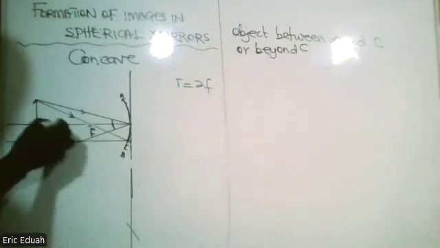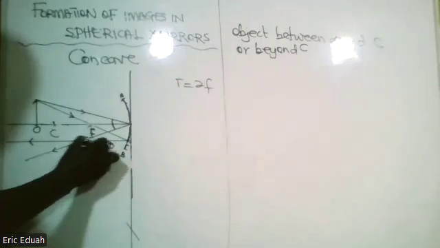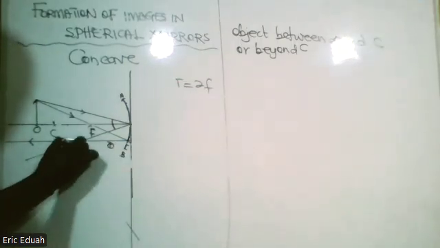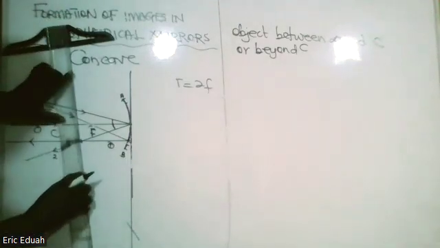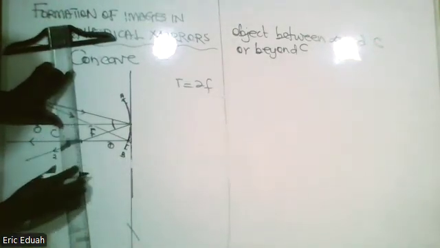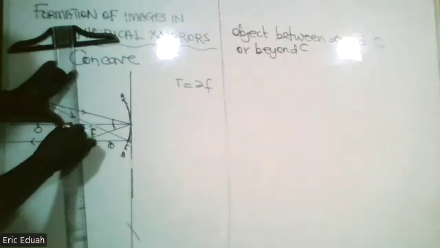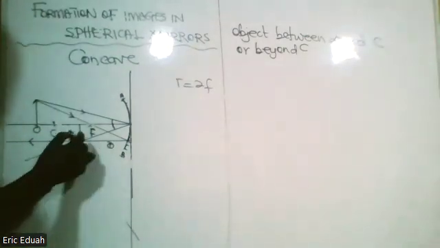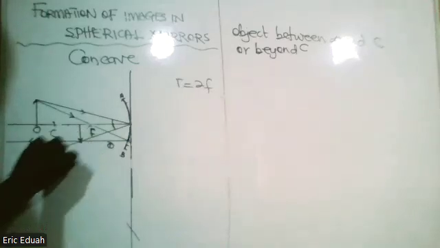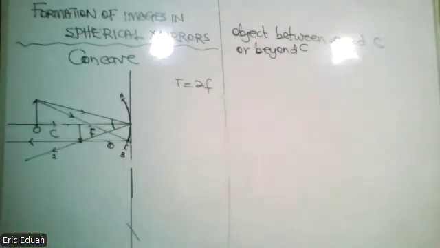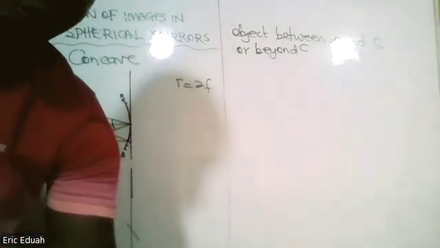So these two reflected rays, which is this one and this one, they actually meet at this point. This point where they meet is the image. So I've just varied the rules. Okay. Now let's describe this image. Let's describe the image formed.